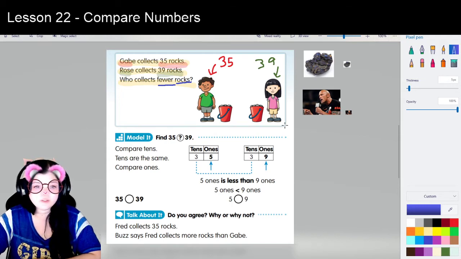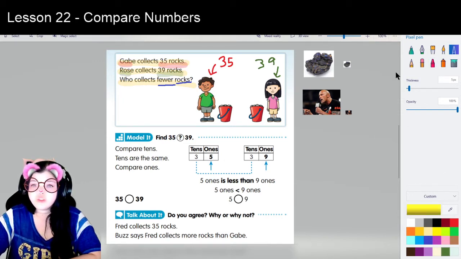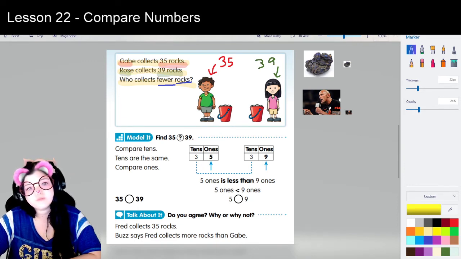So let's look at the numbers. They want us to find 35 is what than 39? Is it greater than, less than, equal to? Compare tens. Tens are the same. Compare the ones. When we look at 39 and 35, what is the same about both of those numbers? They both have 3 groups of 10.